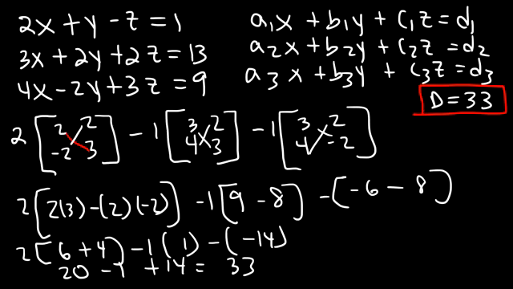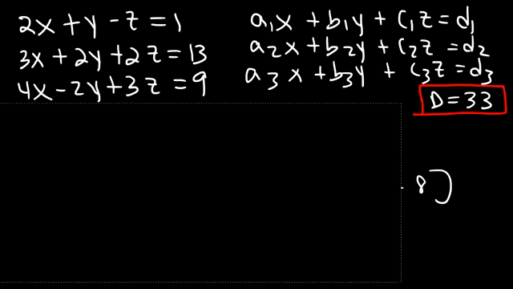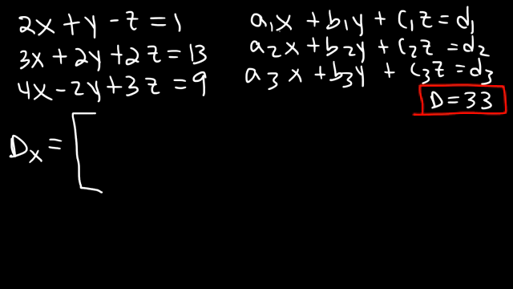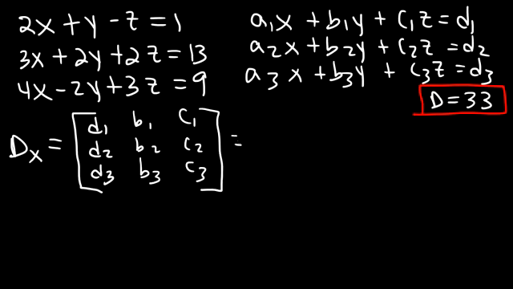Now let's calculate dx. For the elements in dx, replace the coefficients in front of x with d1, d2, d3. So it's going to be d1, d2, d3, and then b1, b2, b3, and c1, c2, c3. So d1 is 1, d2 is 13, and d3 is 9. And then for the b's, those are the coefficients in front of y. And then c1, c2, c3, those are the coefficients for z.